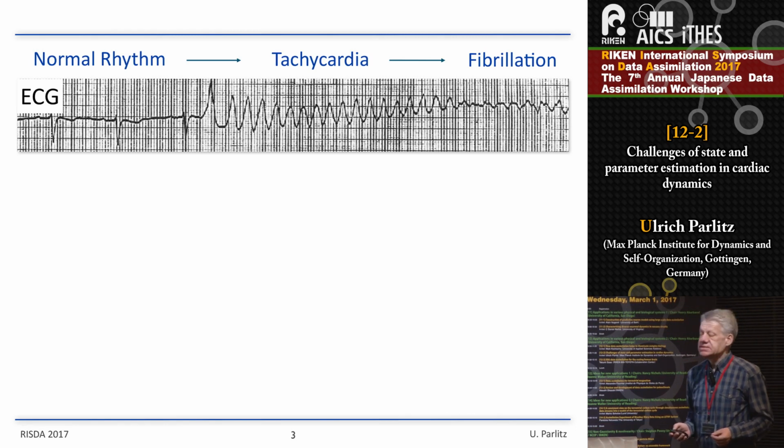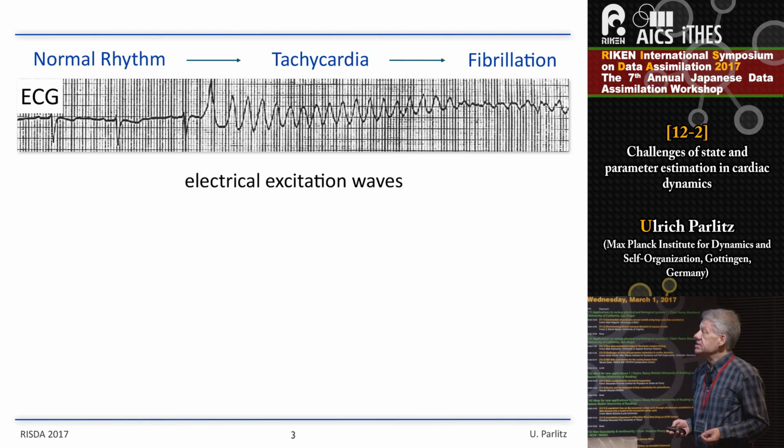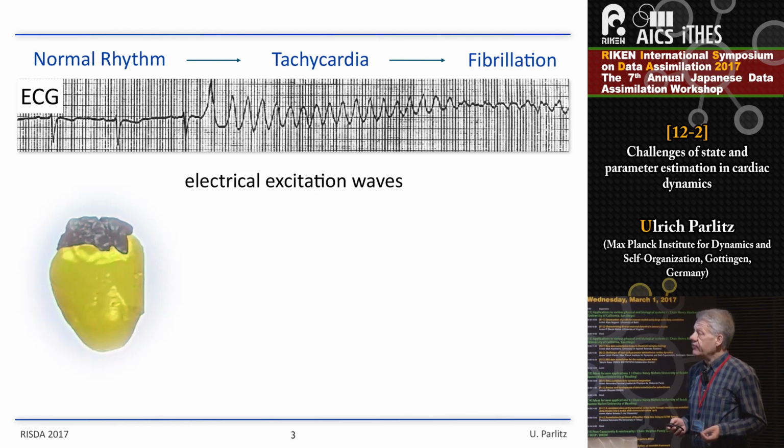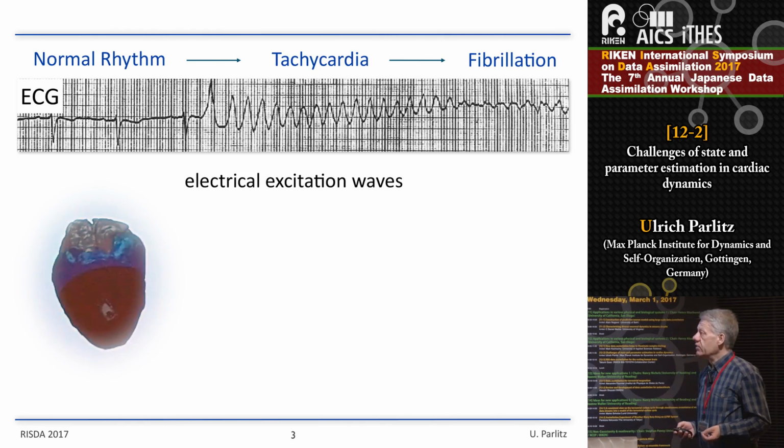It looks a little bit like a sinusoidal. It has a higher frequency, and this is what the medical doctors call tachycardia. And then there's another transition here to a pattern which is even more irregular, and this is fibrillation. So what is underlying these patterns that you see in the ECG? It's excitation waves, electrical and mechanical excitation waves on the heart.